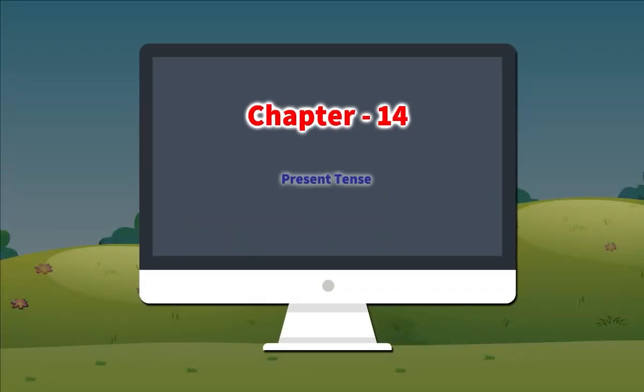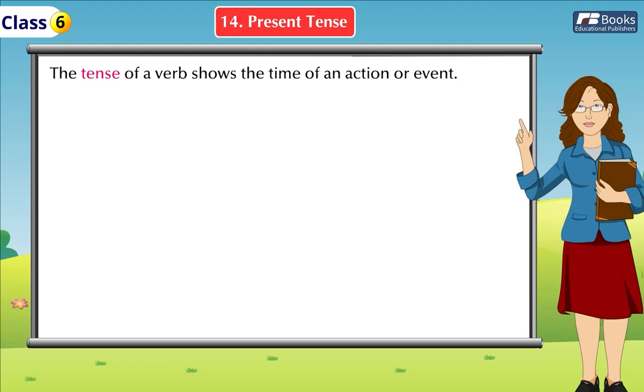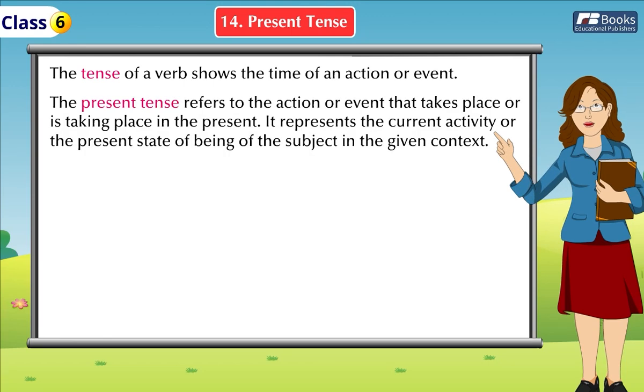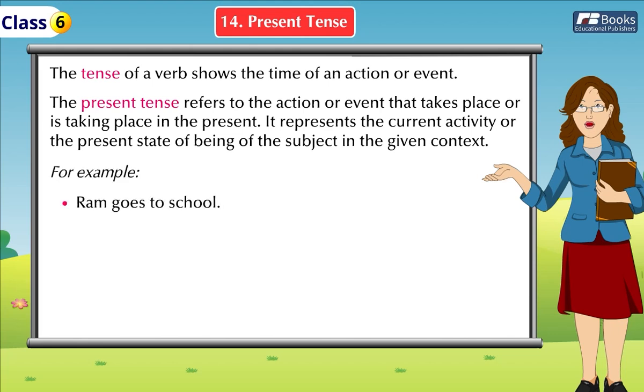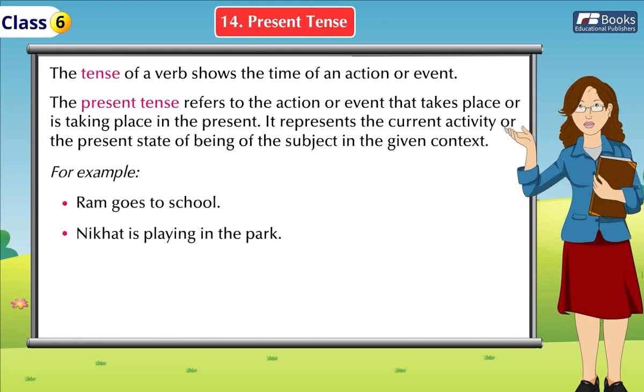Chapter 14. Present Tense. The tense of a verb shows the time of an action or event. The present tense refers to the action or event that takes place or is taking place in the present. It represents the current activity or the present state of being of the subject in the given context. For example, Ram goes to school. Nikhat is playing in the park.